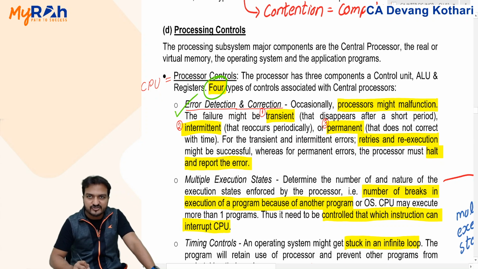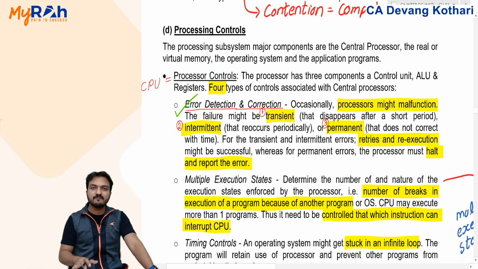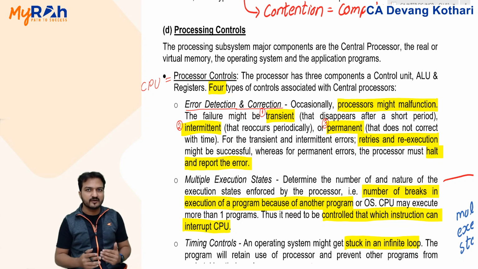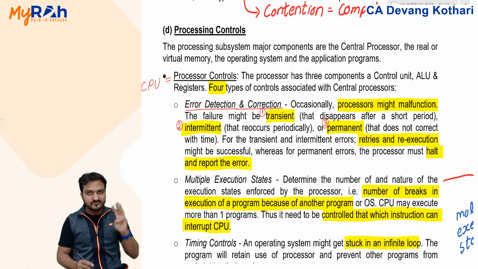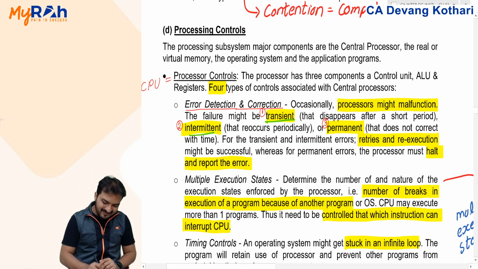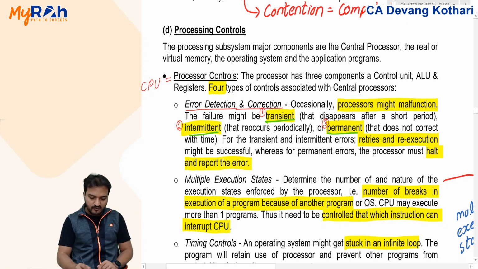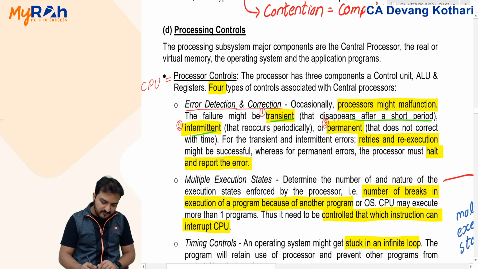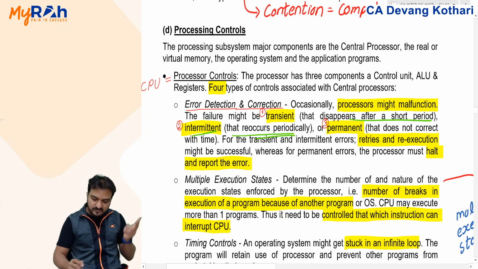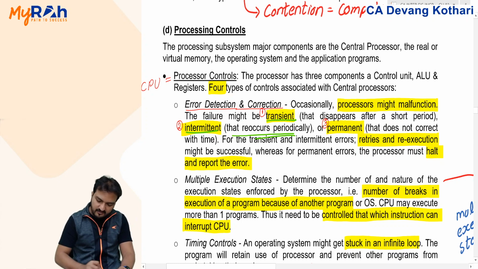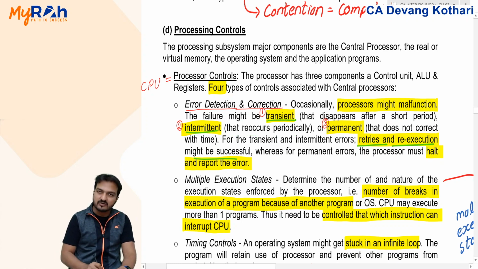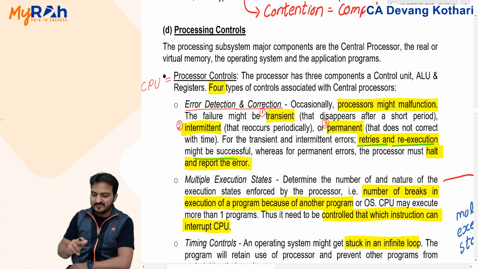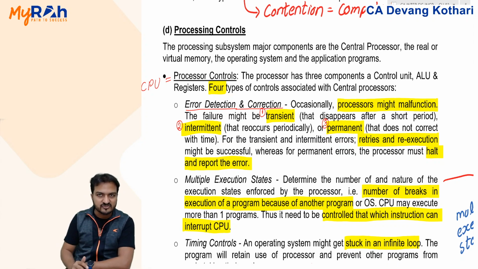Error detection and correction. Well, the processor, the CPU, will itself perform error detection and correction. It might find three types of errors: transient error, intermittent errors, permanent error. Transient errors will disappear after a short time. Intermittent errors will reoccur periodically. For these two types of error, transient and intermittent, retry and re-execution might solve the problem. Retry means the CPU will do the process again. Re-execution means again it will do the process. Because of retry or re-execution, the error might be solved.